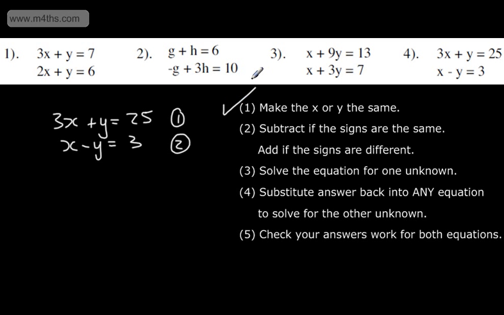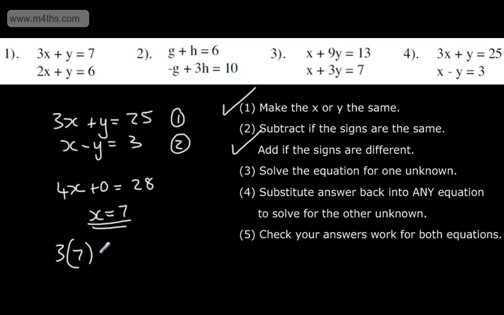The y's are the same. We're going to add, as the signs are different, and solve for one unknown. So adding, 4x plus 0 is equal to 28. Dividing both sides by 4, x is going to be equal to 7. We can substitute that back into any one of these. It really doesn't matter. I'm going to put it in the first one.